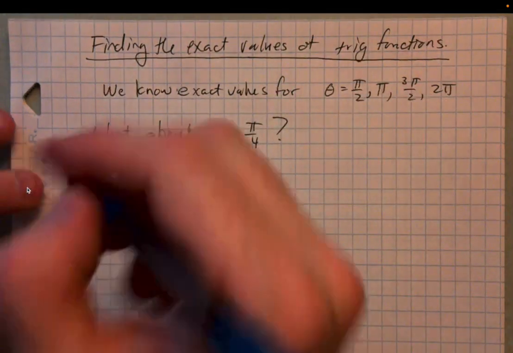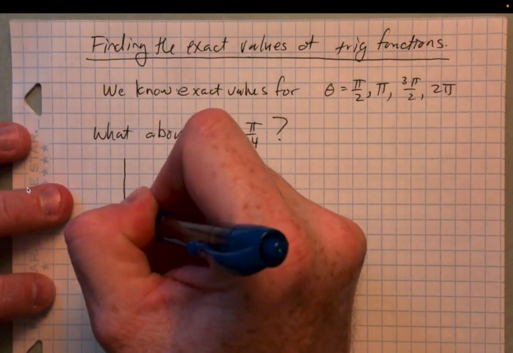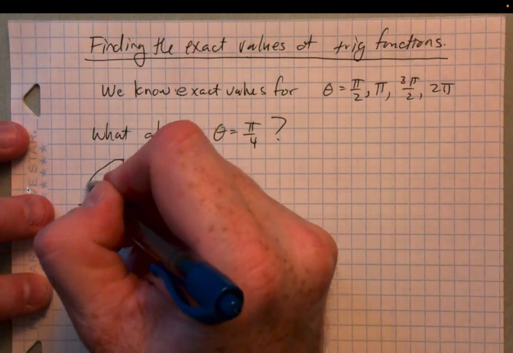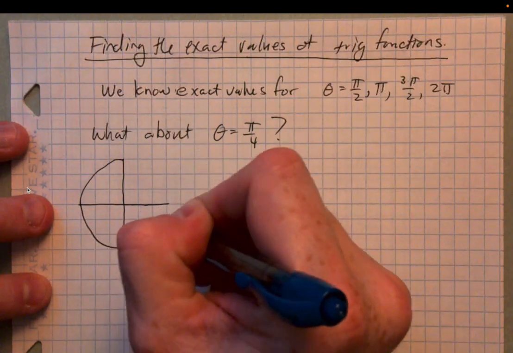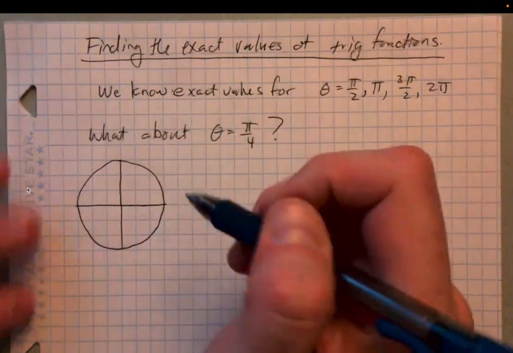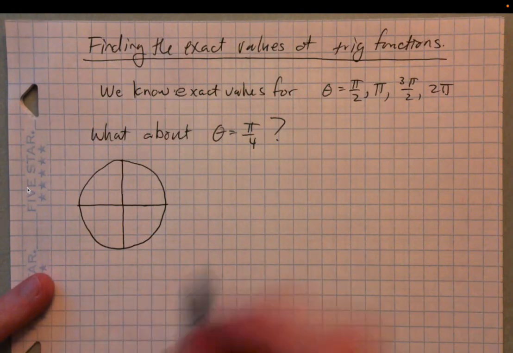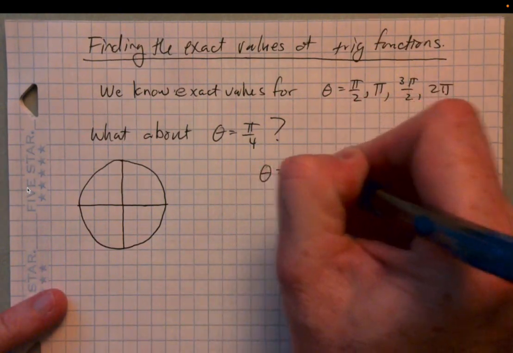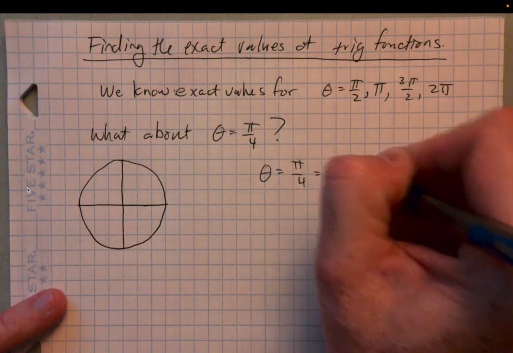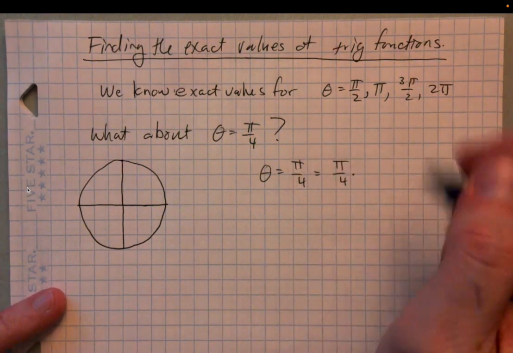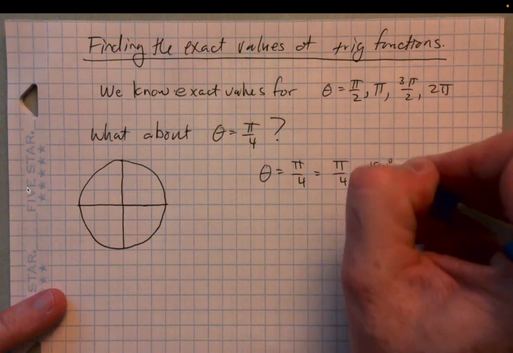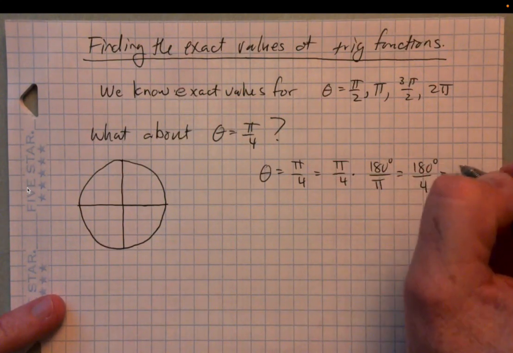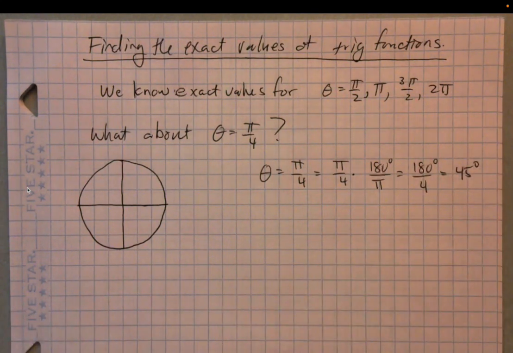Okay, what does pi over 4 look like? Well, let's draw the unit circle here. How many circles will I draw in an hour? Many. Okay, so if you think about what pi over 4 is, theta equals pi over 4 is equal to pi over 4 times, and we want to convert it to degrees, 180 degrees over pi. So 180 degrees divided by 4 is 45 degrees.